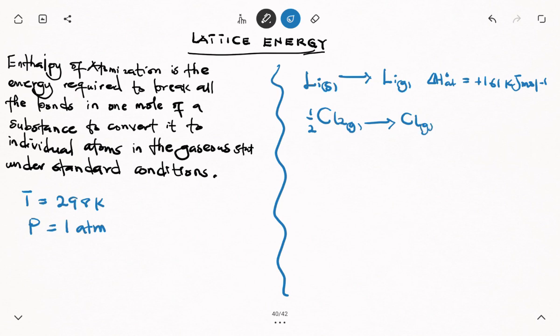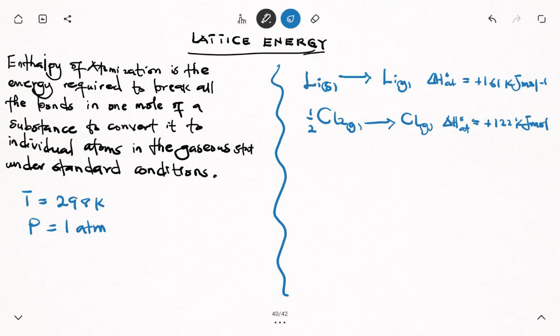So now the energy involved here, again, is the enthalpy of atomization, delta H AT for atomization, and the specific energy involved in this is plus 122 kilojoules per mole. That is the energy involved in atomizing chlorine. All right, so you notice that the values here are positive, which means it is an endothermic process, okay?